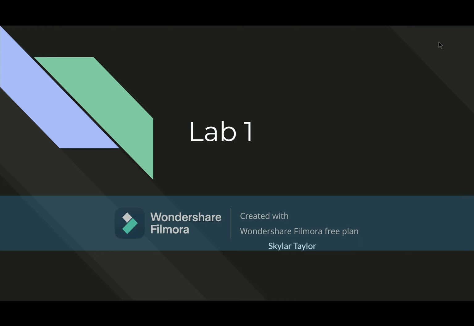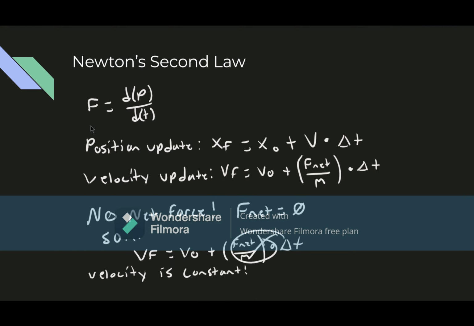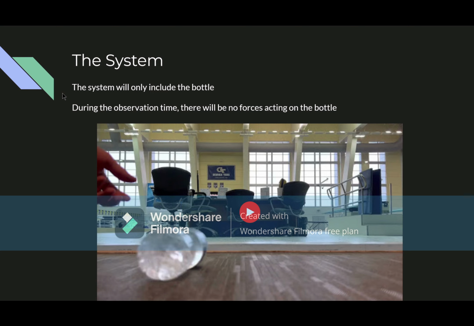that we observe. We can predict the motion of an object in constant velocity using the formulas derived from Newton's second law, the position and velocity update formulas. We will use these formulas because the object we will observe will have no forces acting on it during the observation period, so long as we neglect friction. This means that the object will be in constant motion as its velocity will not change, because there's also no acceleration. For this experiment, our system will include a standard 500 milliliter water bottle rolling across the floor.